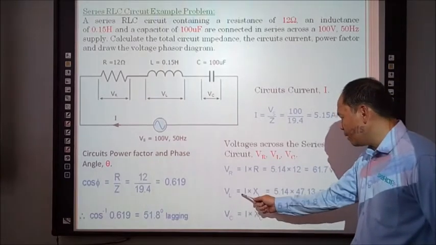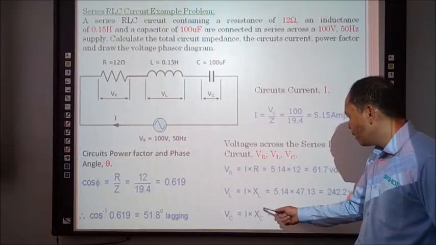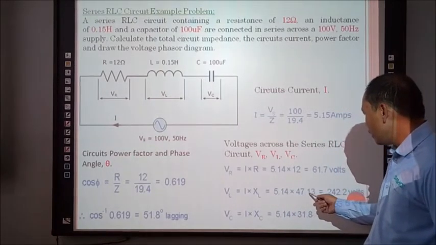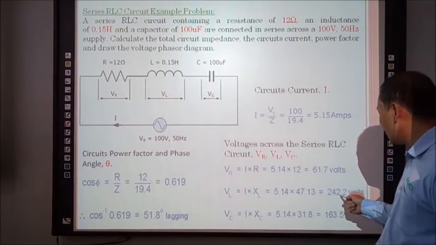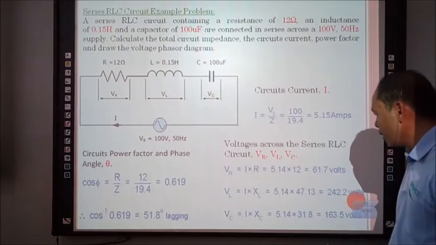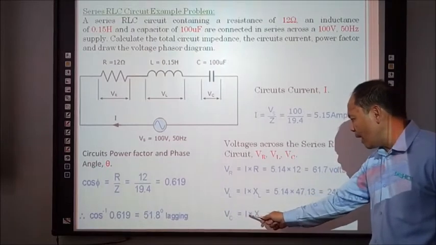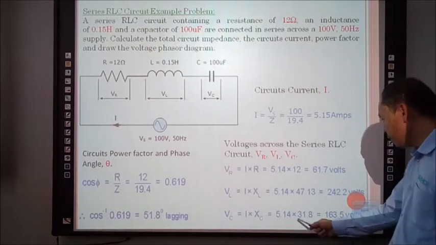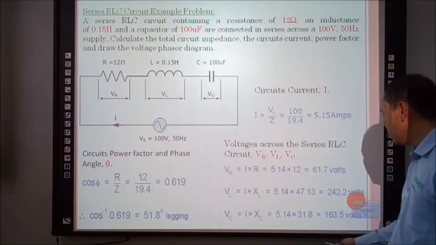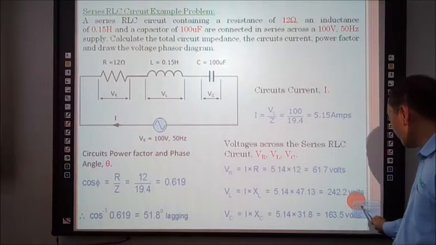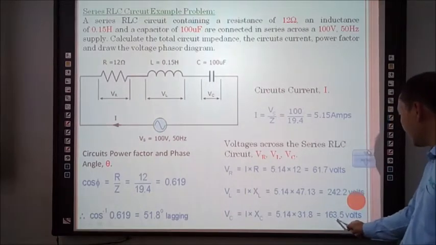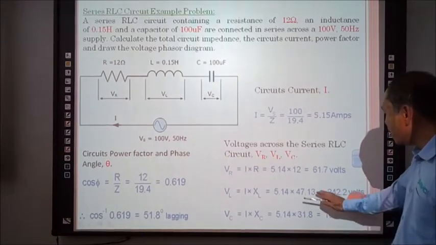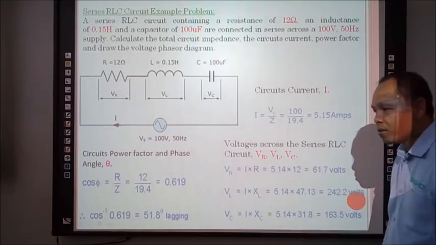Then your VL is equal to I times XL. So that is equal to 5.14 times 47.30, that is equal to 242.2 volts. Then your VC is equal to I times XC, which is equal to 5.14 times 31.8 is equal to 163.5 volts. Okay, so this is how you solve for the voltage.